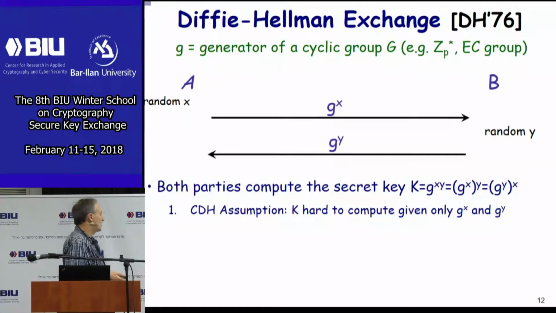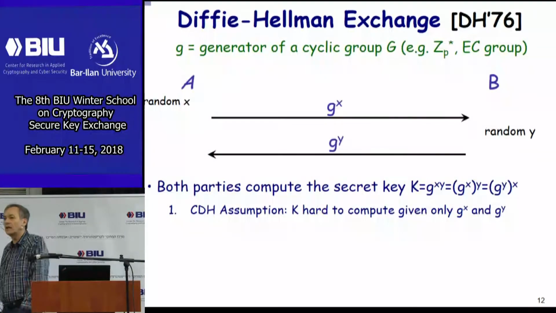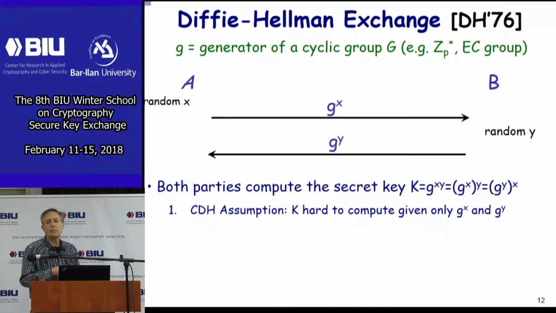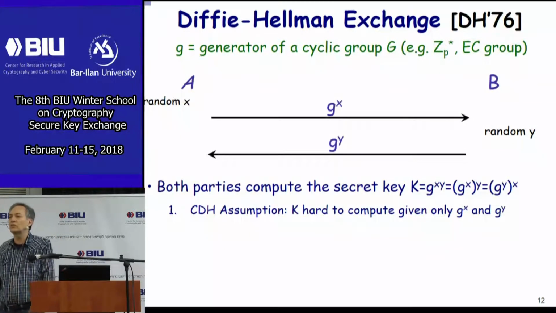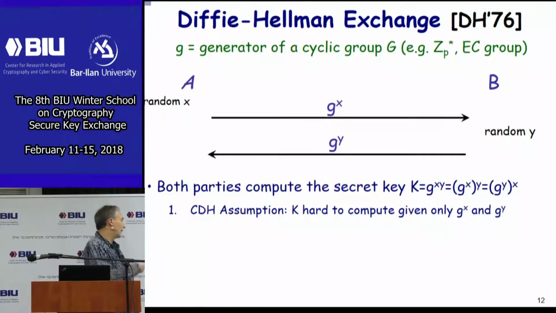Under this protocol, and under the CDH assumption, the computational Diffie-Hellman assumption, we say that deriving the key K, which is g to the xy, when you only know g to the x and g to the y, is hard. So under that assumption, no one other than Alice and Bob, who chose x and y, can actually compute the key.